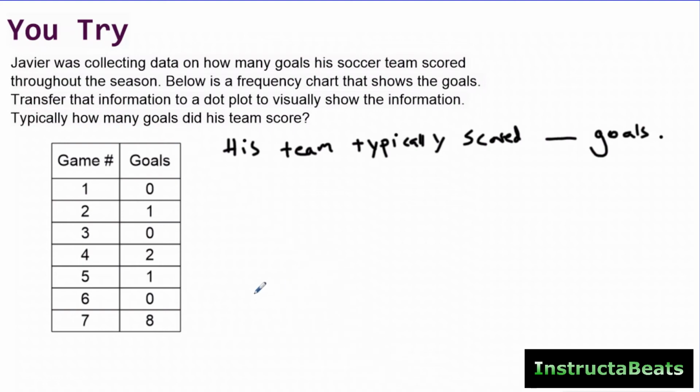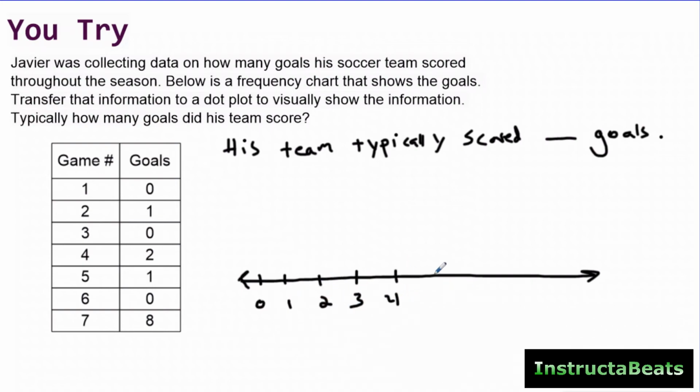So the first thing I want to do is draw my x-axis right here. And I can see that I have 0, 1, 2, and all the way to 8. So I need to go from 0 to 8. All right, so I'm going to split it up right here. And of course, you want your number line to be as even as possible. And then we're just going to put our dots on the plot, right?